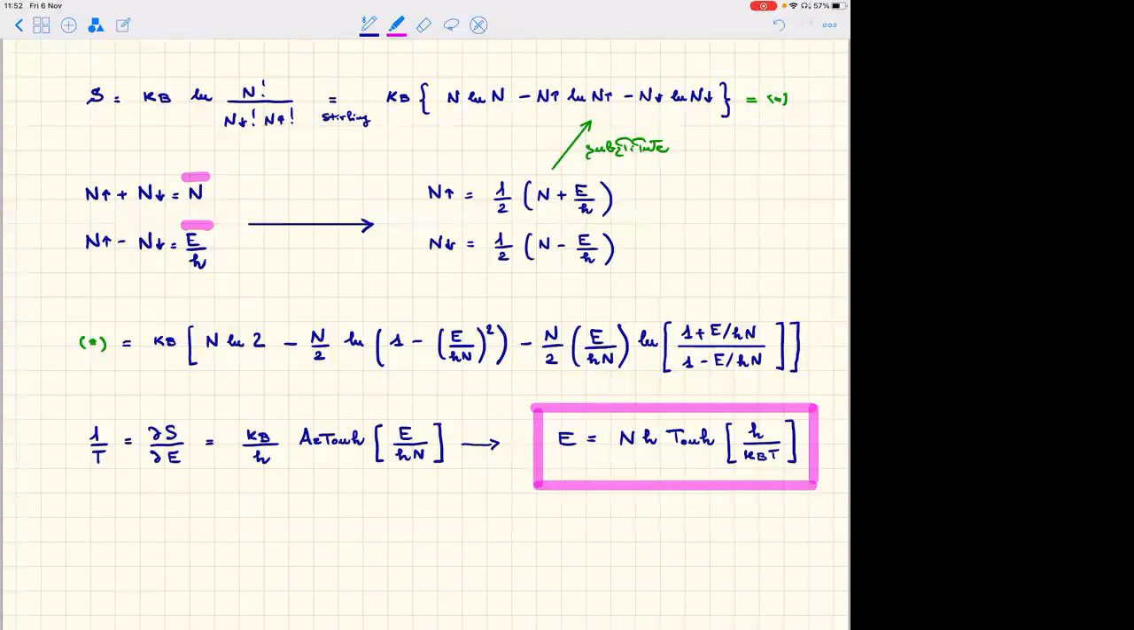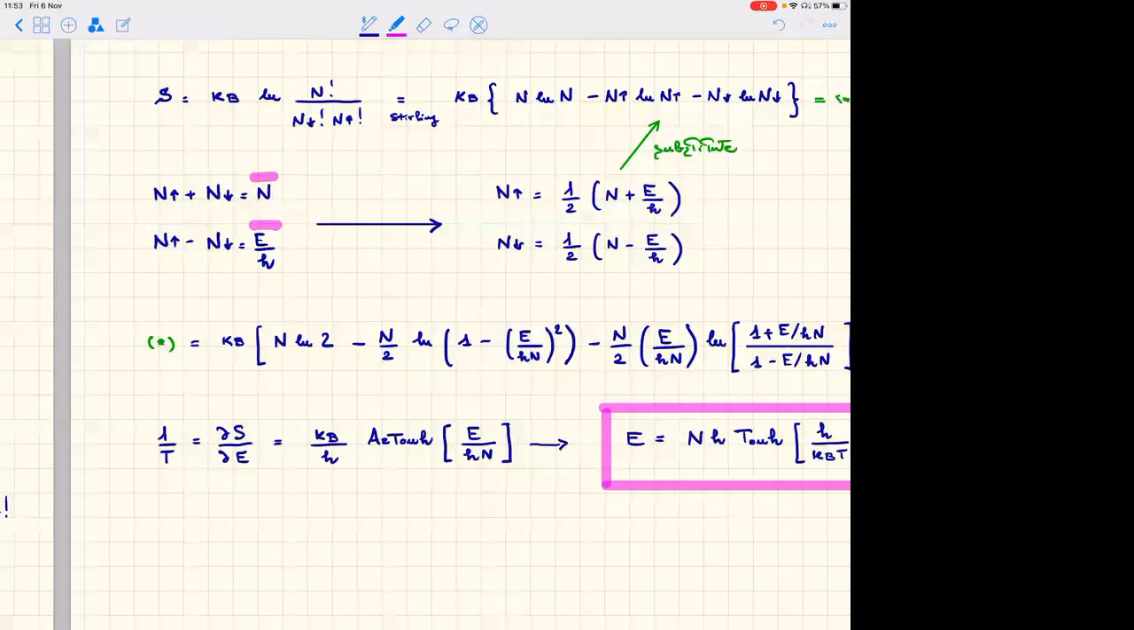You can check if it's extensive. It is extensive, right? You see that it's proportional to n, so that is fine. Another thing you can check is the limits in which the temperature is very large or the temperature is very small, right? That can be done. Now, suppose that the temperature is very large, right? So what do you expect if the temperature is very large?